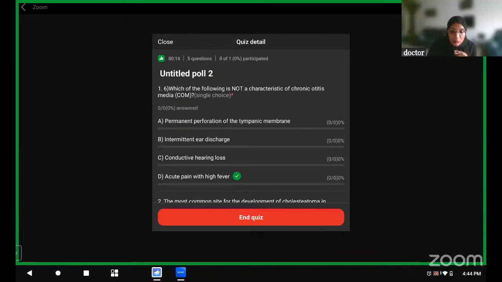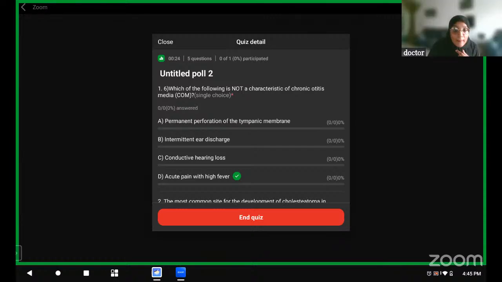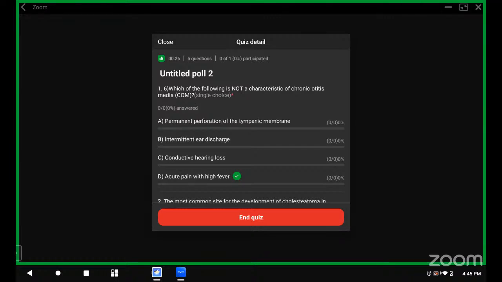Okay, why was I not able to see it before? I think the answer was there already, ma'am. It's showing: which of the following is not a characteristic of chronic otitis media. The answer should be acute pain and high fever.